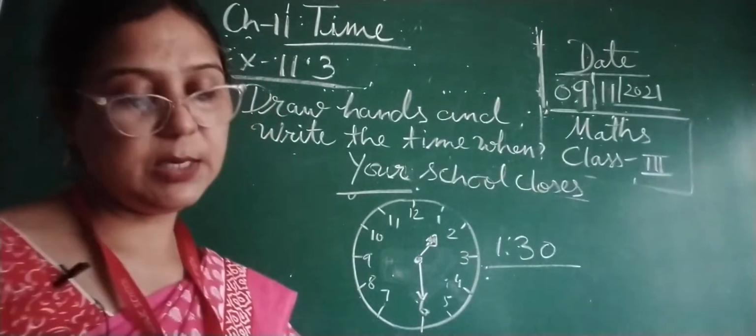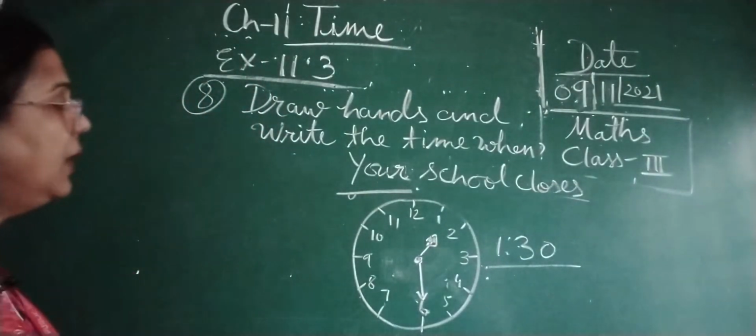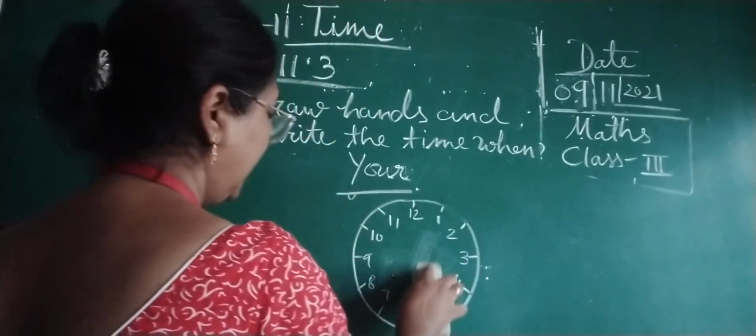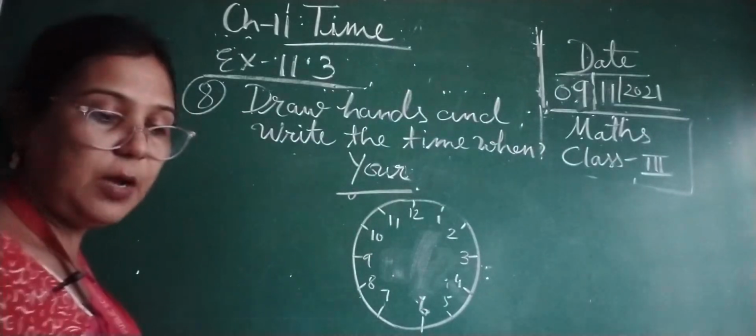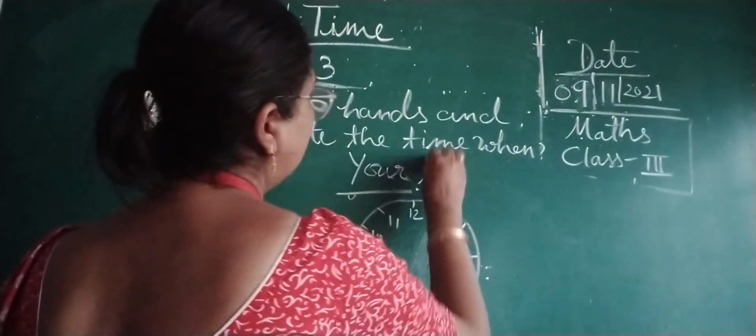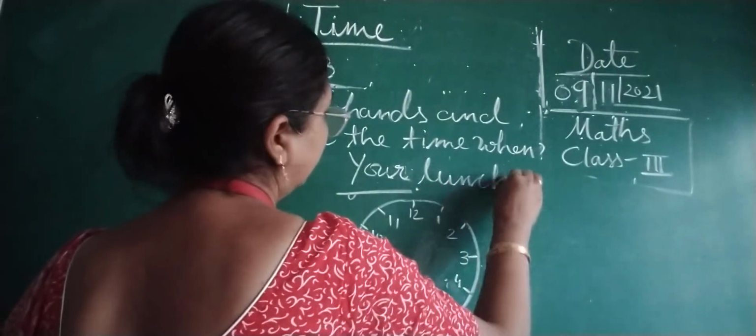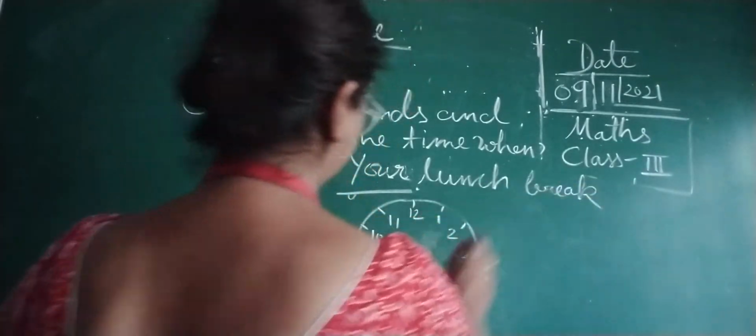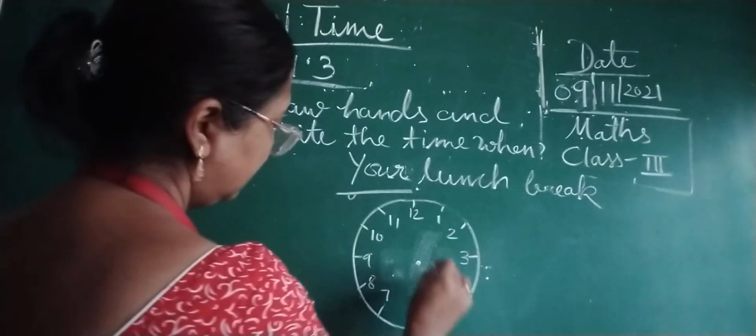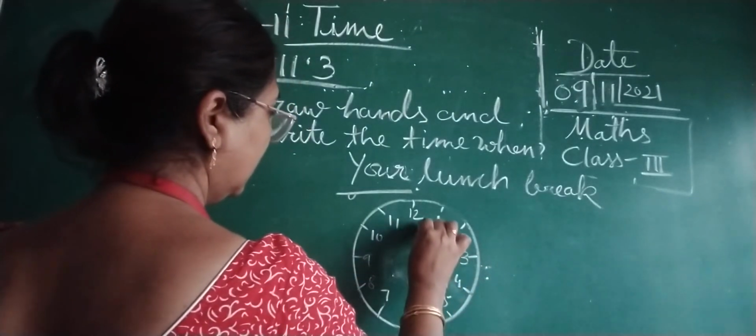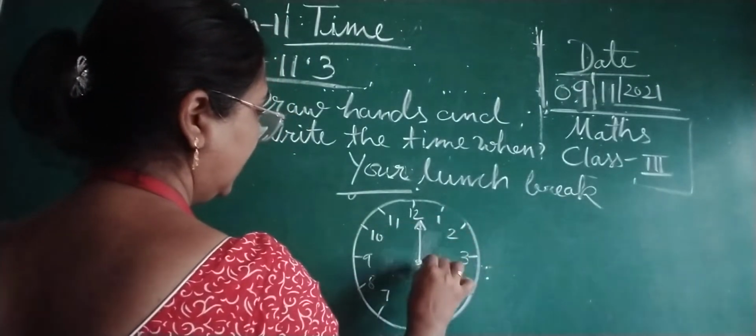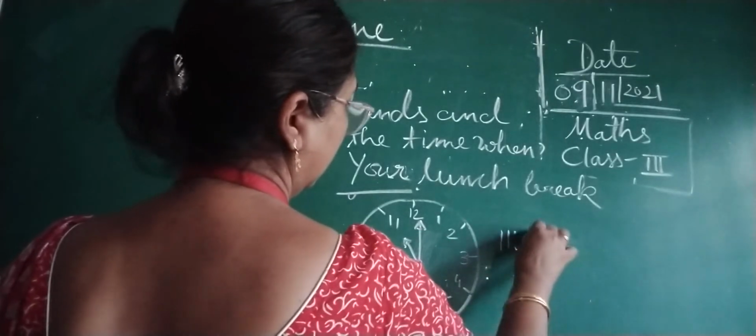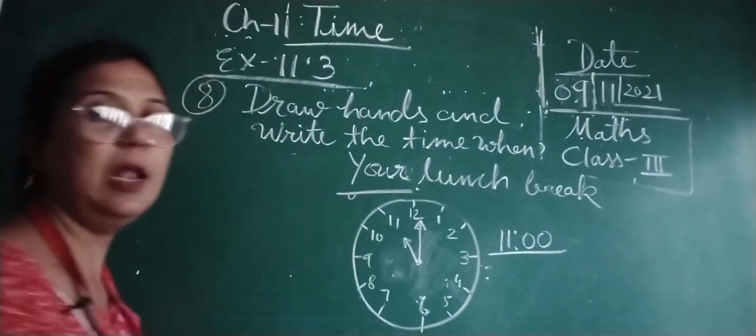Your lunch break starts. Now here we have to show the lunch break, at which time we are taking our lunch. Your lunch break in the school. Your lunch break is at 11. Okay. So this is the bigger hand and this is the shorter hand. So 11 o'clock. Your lunch break is at 11 o'clock.